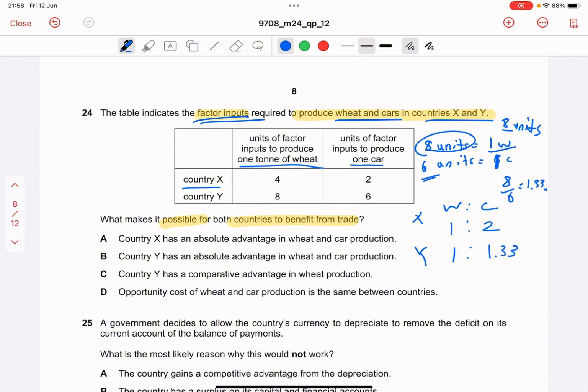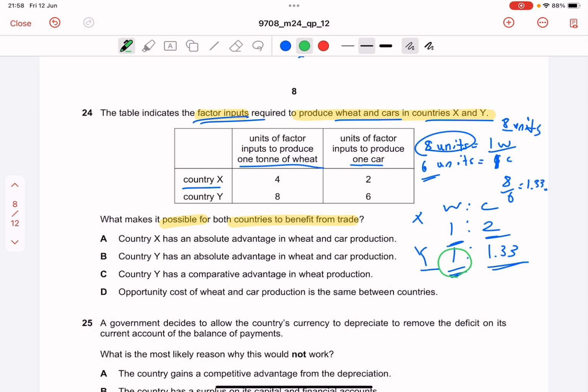So you can produce 1.3 cars with 8 units. Write that down. So what does this tell us? It tells us that country Y has a lower opportunity cost in producing wheat than country X, because to produce 1 unit of wheat, it only gives up 1.3 units of cars, whereas to produce 1 unit of wheat in country X, it gives up 2 units of cars. So that's more than 1.3. So Y has a comparative advantage in producing wheat because it's lower.